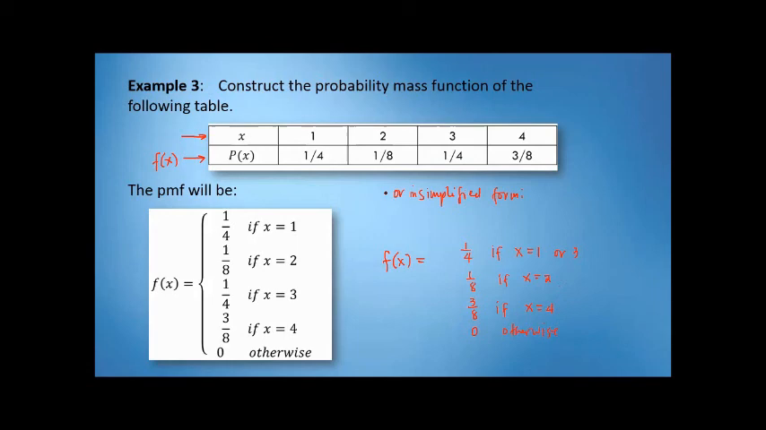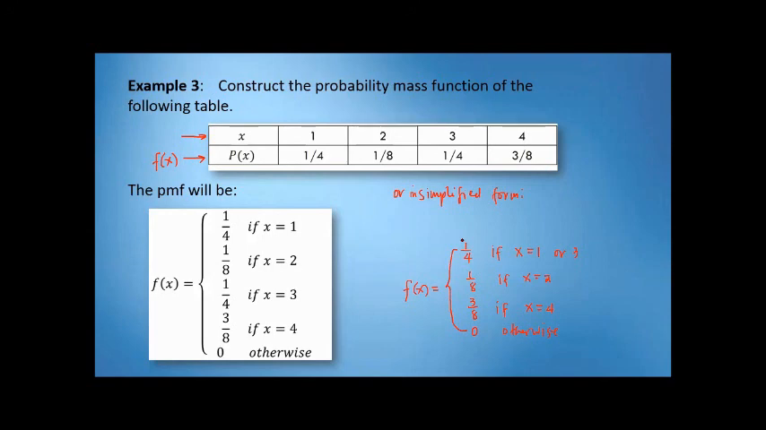Now, ililipat ko lang itong f of x sa bandang gitna. Ayan. Then equals a big bracket comprising our functions. Ayan. So, na-simplify natin siya ng konti kasi dalawa lang naman yung magkapares. Still, it is a piecewise form of that example number 3. So, this is how we construct probability mass function.